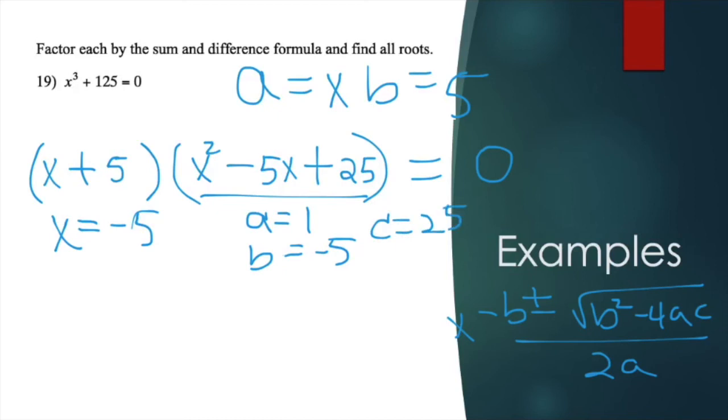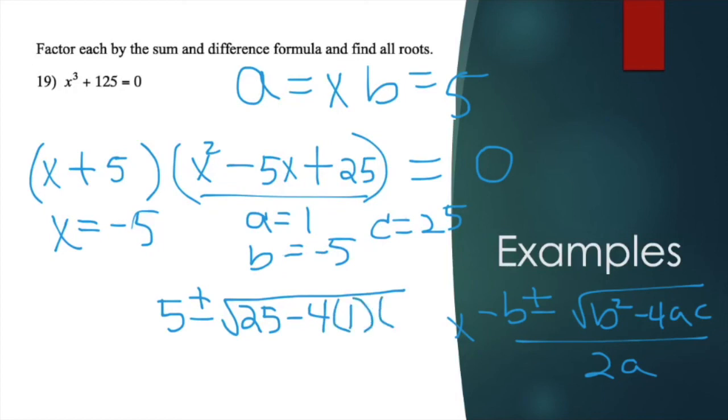All right, here we go. Negative b, which is 5, plus or minus the square root. I like to just put what b squared is, which is plain old 25, minus 4 times a, times c, which is 25. Negative times a negative is a positive. Never mind. Got it? And all over 2a. That's just 2.